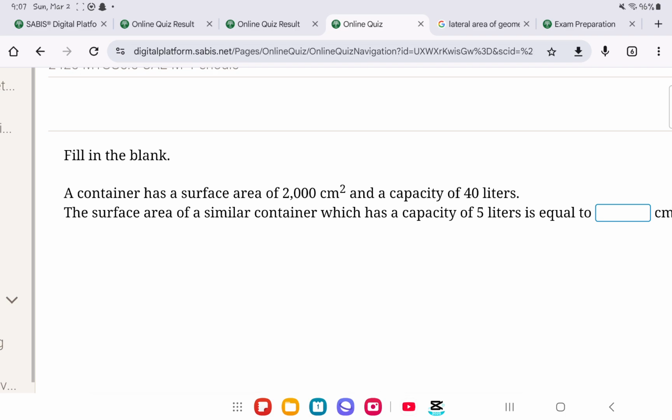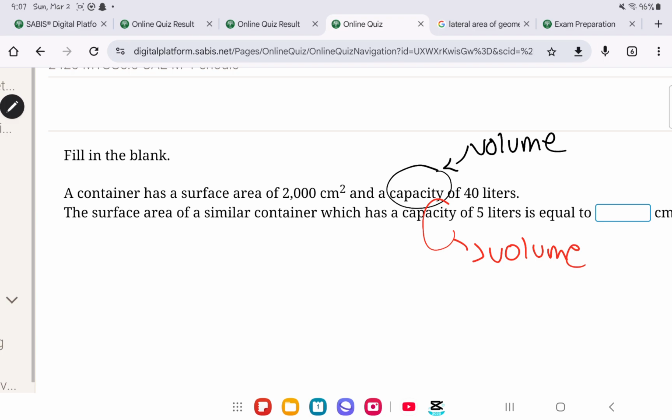Fill in the blank. A container has a surface area of 2000 centimeters squared and the capacity of 40 liters. Whenever they say capacity, it means volume. The surface area of a similar container which has a capacity of 5 liters, again, this means volume, is equal to... they need us to find the surface area of a similar container.